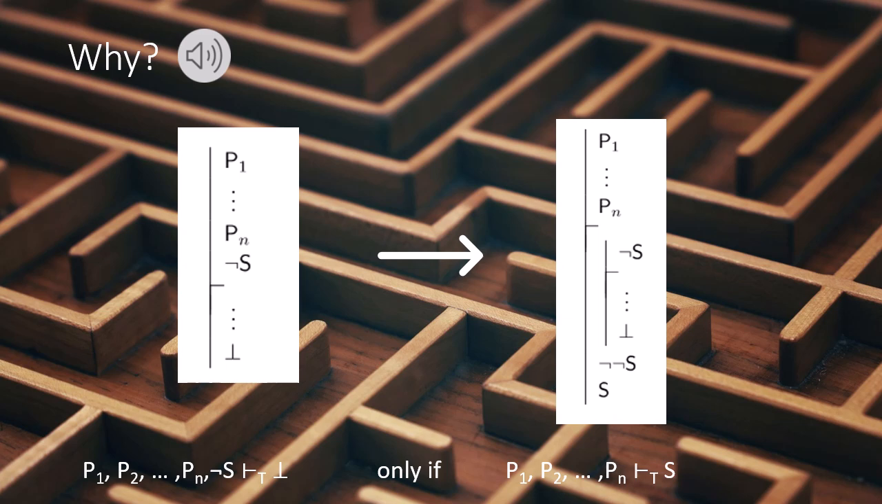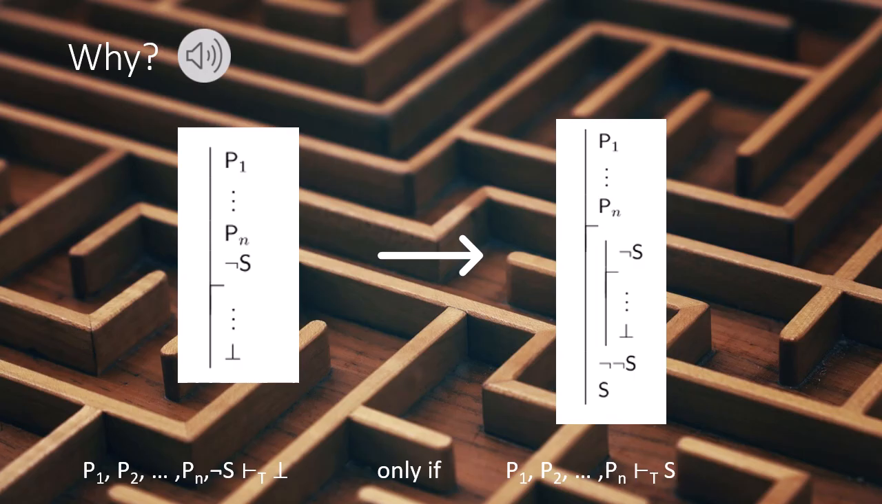You'll notice here that we took our proof of a contradiction and converted it into a proof of S from the premises P1 through Pn. They're not the same proof, but they essentially use the same set of justifications. The idea is that you're moving that negation of S out of the premises, as an assumption of the proof, to a temporary assumption of the proof.